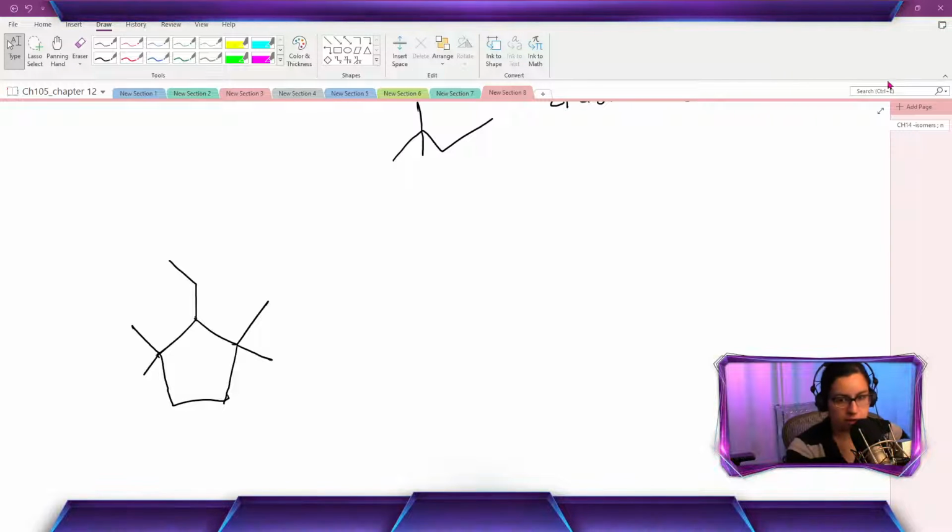All right, let's look at this. And so for this one, right, we have a ring in here. But either way, so you could label as carbon 1, 2, 3 or carbon 1, 2, 3. Gives you the same priority.